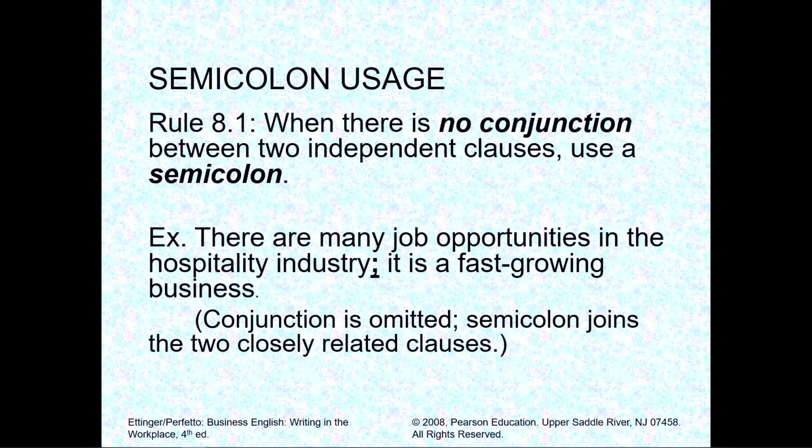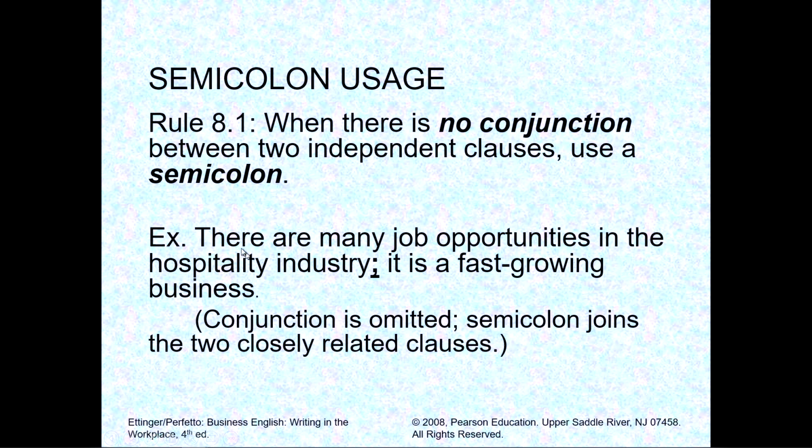So, rule 8.1: when there is no conjunction between two independent clauses, use a semicolon, right? As I mentioned. So here we go. There are many job opportunities in the hospitality industry, semicolon. This is how it looks, right? A period over a comma is a semicolon. We'll talk about the colon later on. There are many job opportunities in the hospitality industry; it is a fast growing business. The conjunction is omitted. The semicolon joins the two closely related clauses, right?